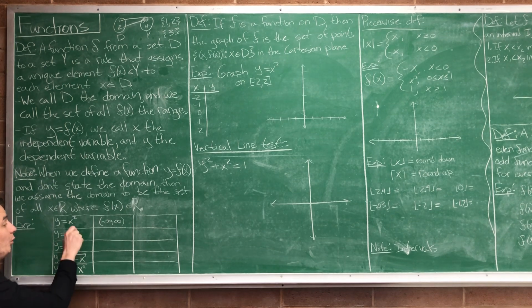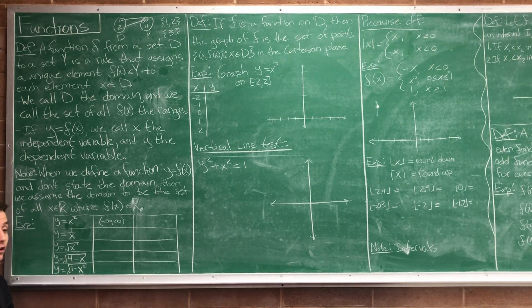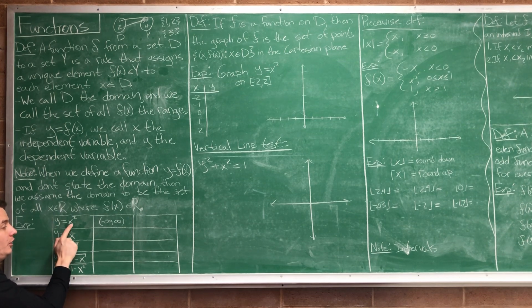Okay. What's the range of this? What are all the outputs I get out of this function? 0 to infinity, including 0. So we can get 0 out of this. Notice if I plug in 0 for x, what's y? 0. So 0 comes out. Can we get positive numbers? What do I get if I plug 2 into this? 4. 4 comes out. What do I get if I plug negative 2 into this? 4 as well. 4 again.